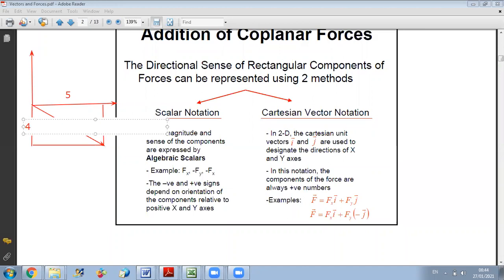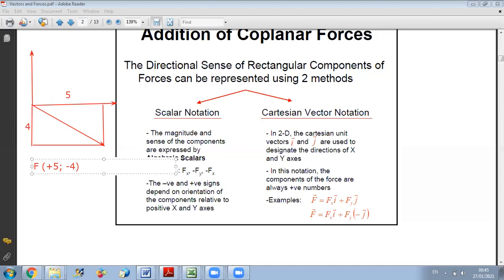If you want to use the scalar notation, then you can say that vector F has two components. Along x, it has a positive component, so it's plus 5. And along y, it has a negative component, so it's minus 4. This is the scalar notation.